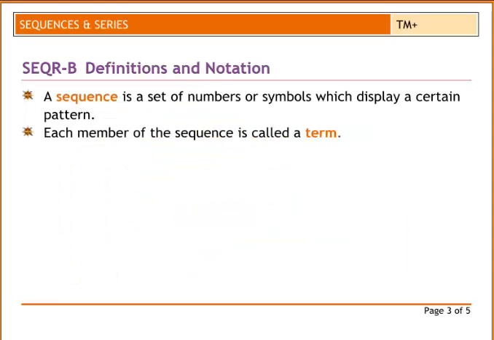To begin, let's just look at what a sequence is. A sequence is a set of numbers or symbols which display a certain pattern. So a common one might be 2, 4, 6, 8, etc. These are our even numbers, so we're timesing by 2 each time. This is called geometric because we are multiplying.